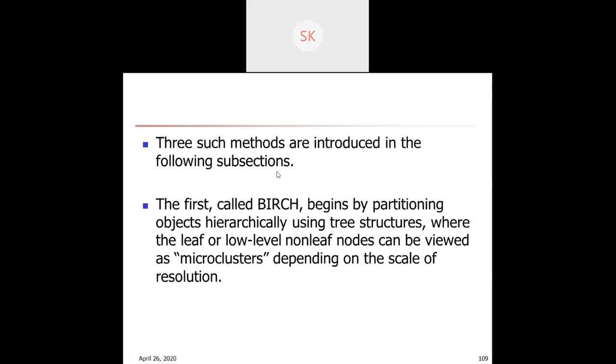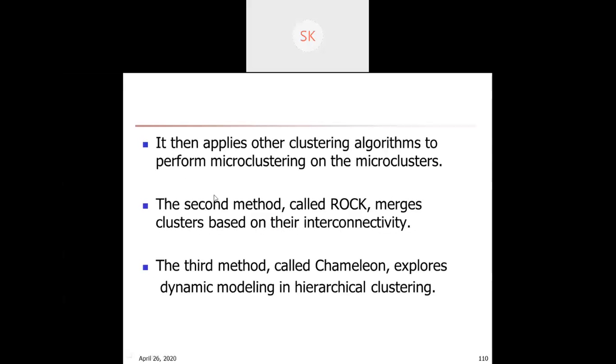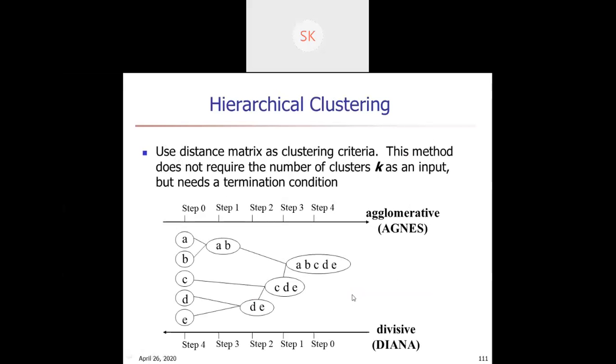These three subsections are introduced to overcome the drawbacks of the agglomerative and divisive methods. BIRCH then applies other clustering algorithms to perform the clustering on the microclusters. The second method is called ROCK. It merges clusters based on their interconnectivity. The third method is called Chameleon. It explores dynamic modeling in hierarchical clustering.